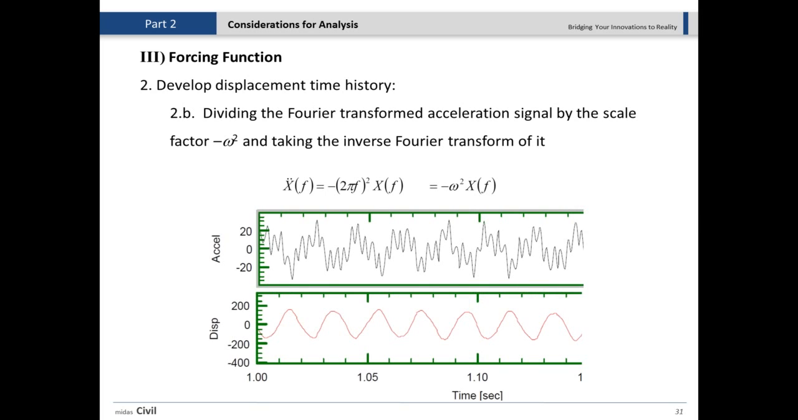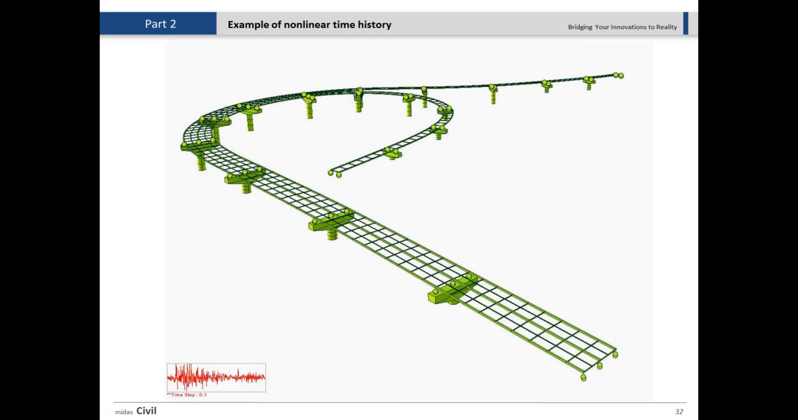Another method is to use the Fourier series. So we can simply have the acceleration from the accelerogram, and then use the reverse Fourier transform, and then calculate the displacement time history. And then simply we can use this for your analysis.